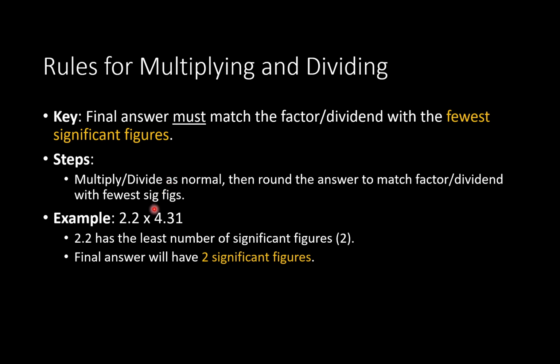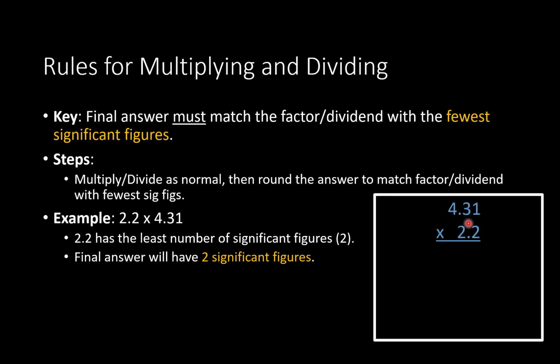For example, let's say we multiply 2.2 times 4.31. Since 2.2 has the least number of significant figures, with having 2, our final answer must have 2 significant figures. So in this problem, the product, after we multiply 4.31 times 2.2, is 9.262. And now we have to round to 2 significant figures, and this will give us 9.3.